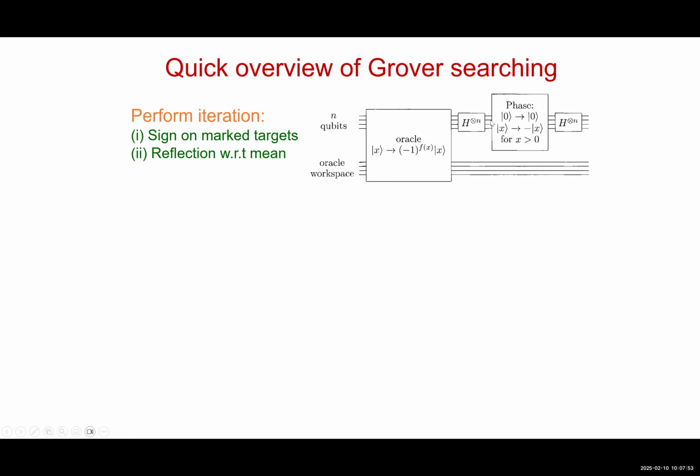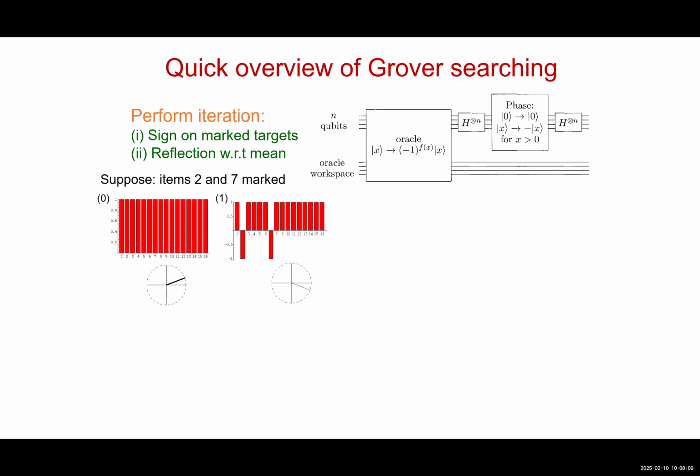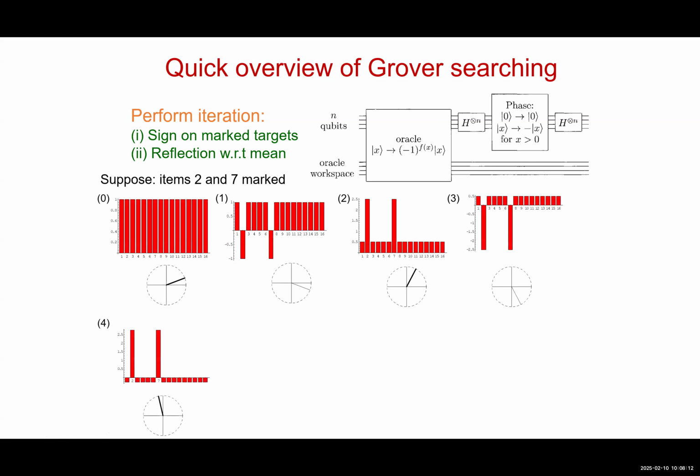And then you do another reflection. This reflection in terms of the amplitude is called reflection with respect to the mean amplitude. And then you continue. The effective action is a rotation, as I show here, in the space where the horizontal axis is the space of all unmarked items, and the vertical is the space of marked items. So I start with the equal weight superposition. This is not normalized, but just for demonstration.